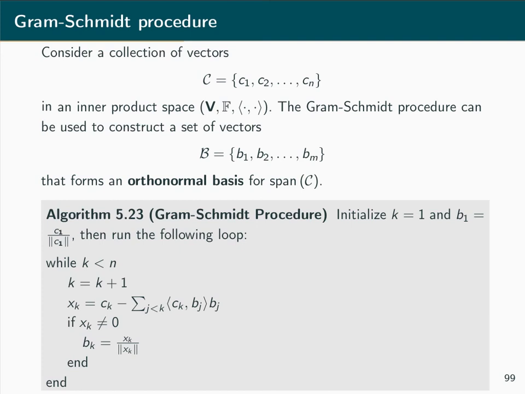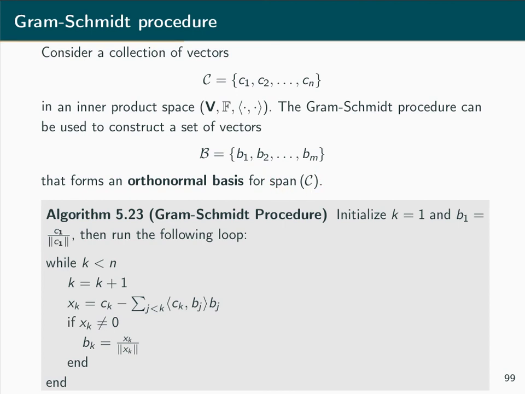Next, we look at a fundamental algorithm called the Gram-Schmidt procedure. So consider a collection of vectors C1 through Cn in an inner product space V. The Gram-Schmidt procedure can be used to construct a set of vectors B1 through Bm that forms an orthonormal basis for the span of the vectors in the set C.